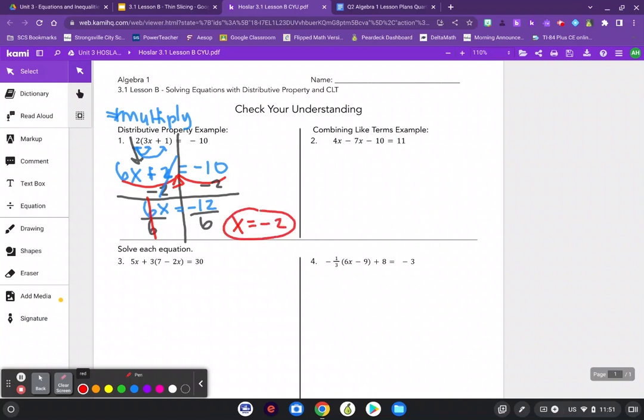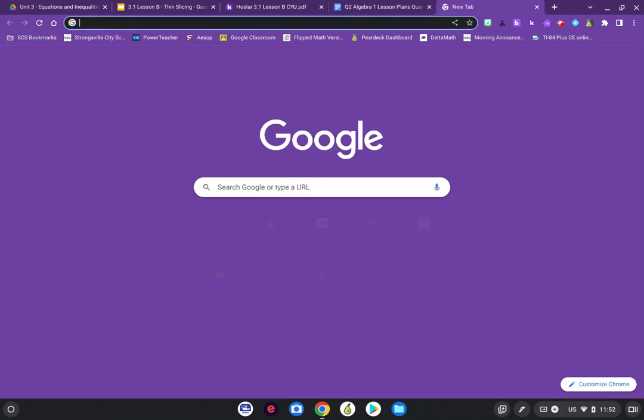Now, we've talked in class about doing a check, right? I can always go back and check. And going back and checking means that I'm going to take that negative 2 and put it in place of x in the original equation. So I have 2 and then parentheses 3 times, in place of x, I'm going to write negative 2, because that's what we found x to be, plus 1. And I want to know if this equals negative 10.